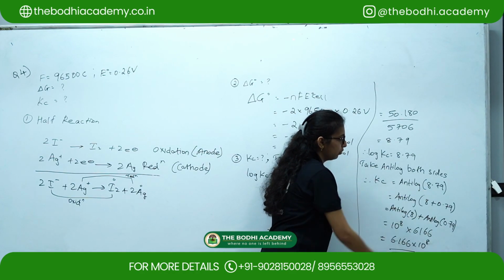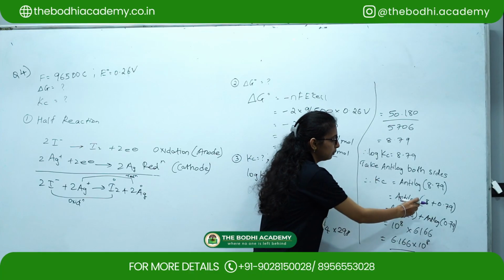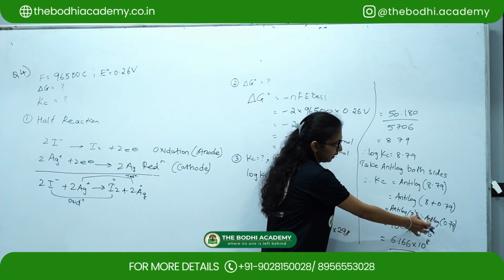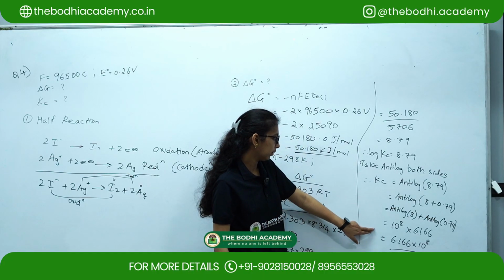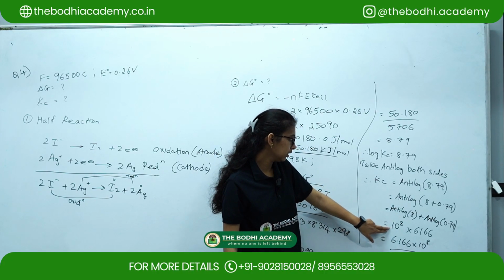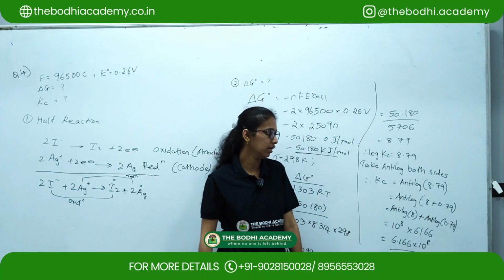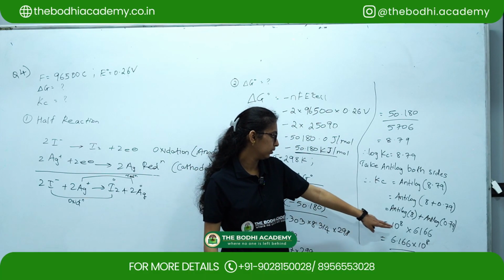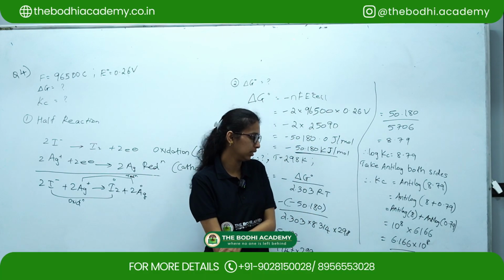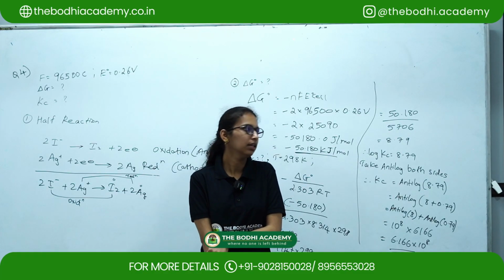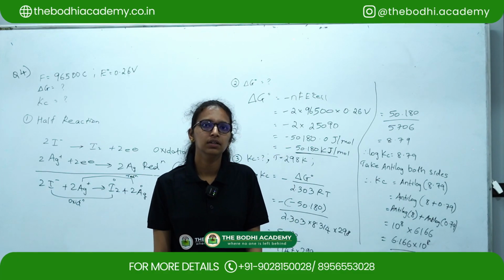8.79, you have to calculate the antilog of 8.79. You can split and write it like this: 8 plus 0.79. Antilog of 8 is 10 raised to the power 8. Antilog of 0.79, using the log table, you have to calculate. You will get 6166. Final answer is 6.166 into 10 raised to the power 8. Answer Kc.